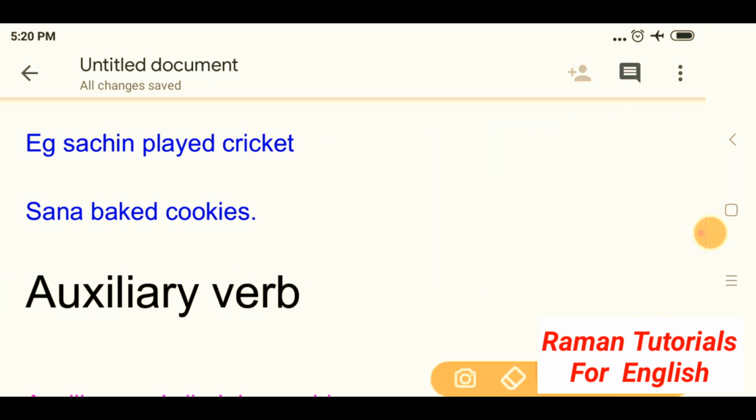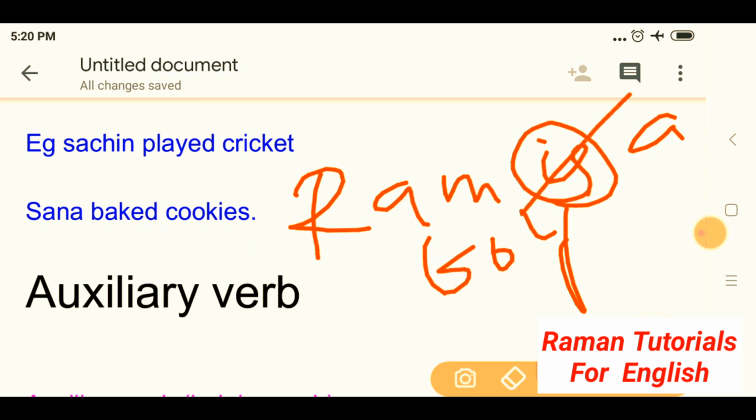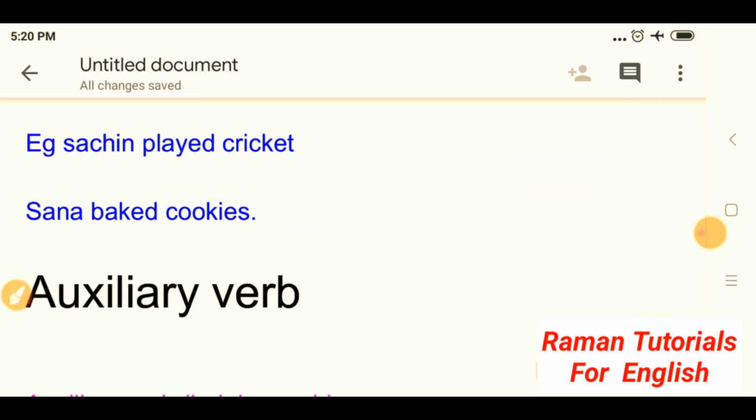We have the example, Ram is a boy. In the sentence there is no main verb, and is is a helping verb. So since there is no main verb, is itself is considered the main verb. Is it clear?